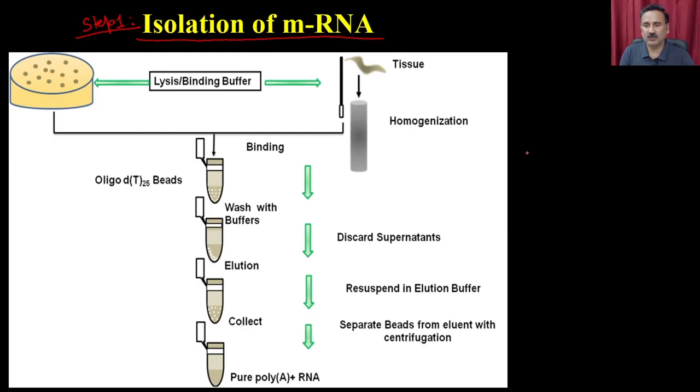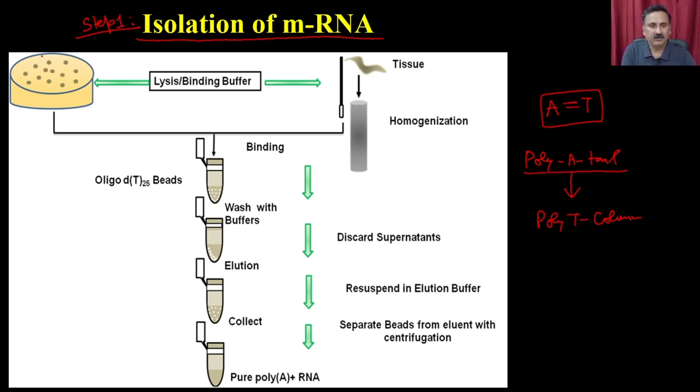So exploiting the structure of the messenger RNA, you can use the poly A tail, and the poly A tail has a very high affinity for poly T columns. Because A has a very high affinity for T, A is complementary to T, and that's why you can use a poly T column, and that poly T column is going to give you all the messenger RNA which has the poly A tail.